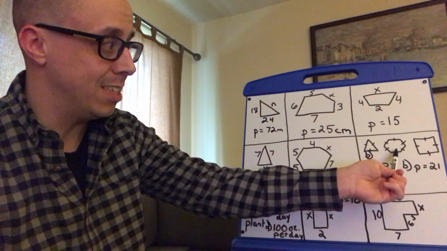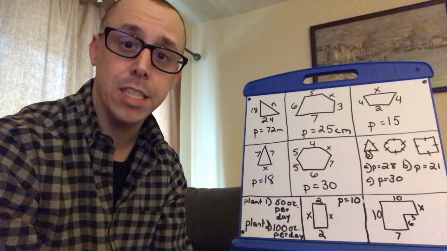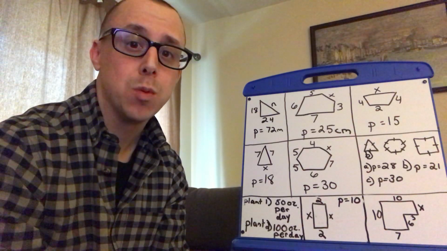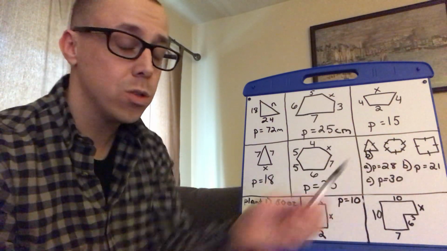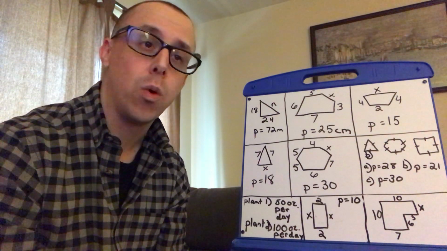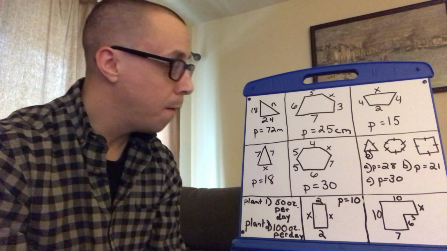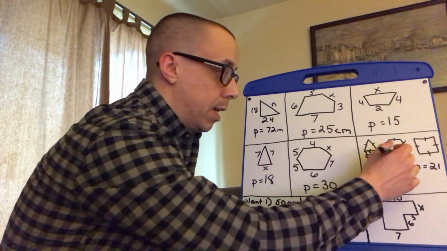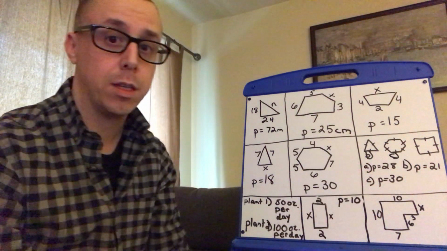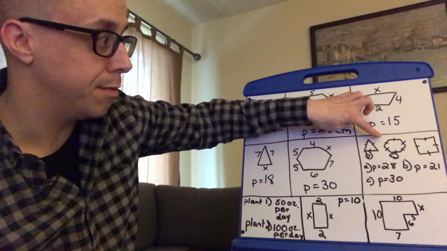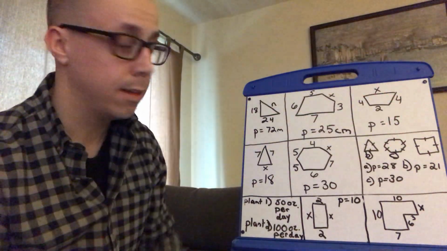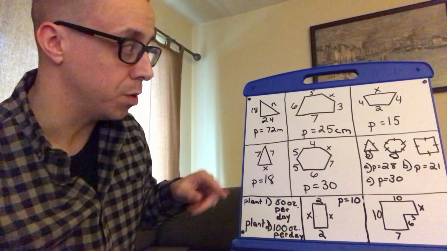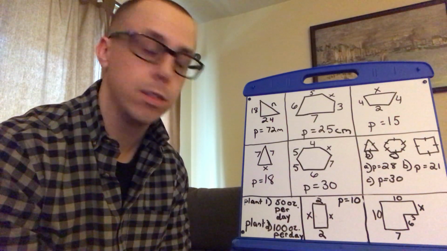Now, since this is a hexagon, a six-sided shape, the perimeter here can't be 28, because 28 is not divisible by 6. 21 is also not divisible by 6. You can't do 21 divided by 6 and get an equal answer. But you can do 30 divided by 6. So this has to be a perimeter of 30, because 30 divided by 6 gives you 5 for every side length. And for the triangle, 21 divided by 3, so the side lengths would be 7 each. 7, 7, and 7 is 21.